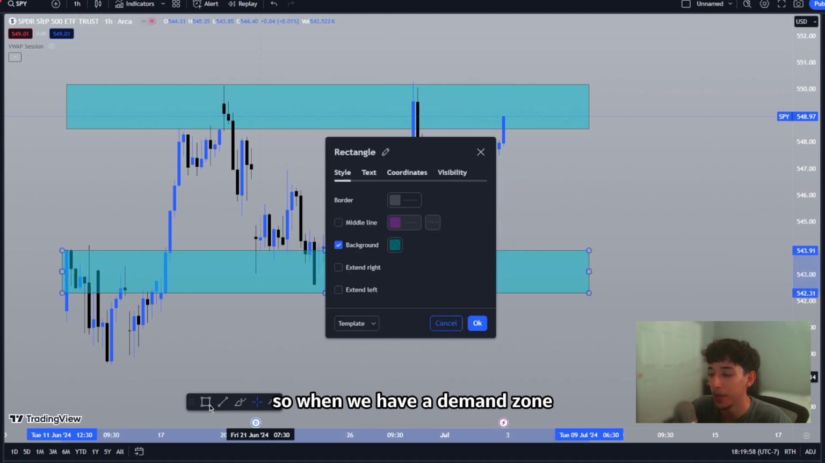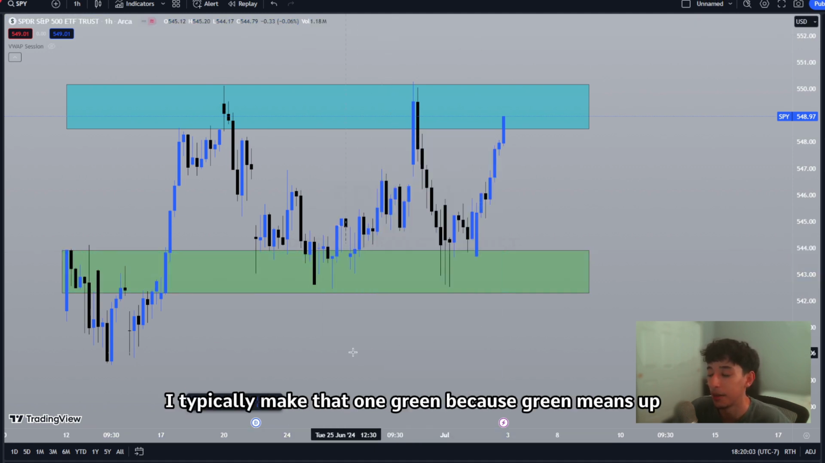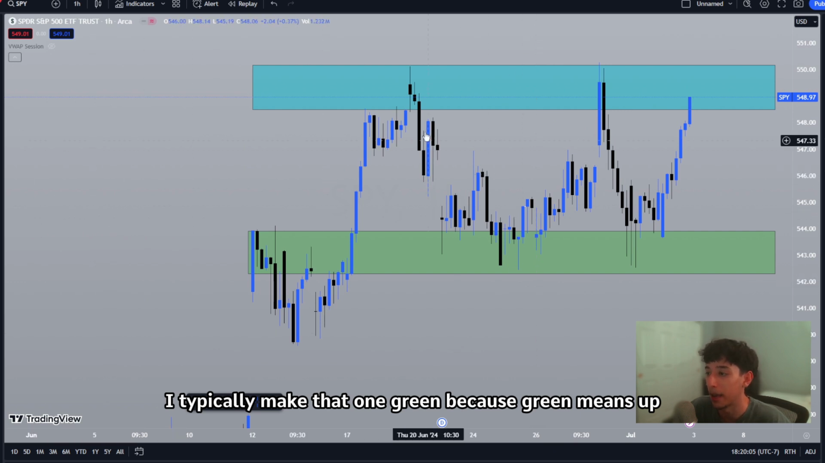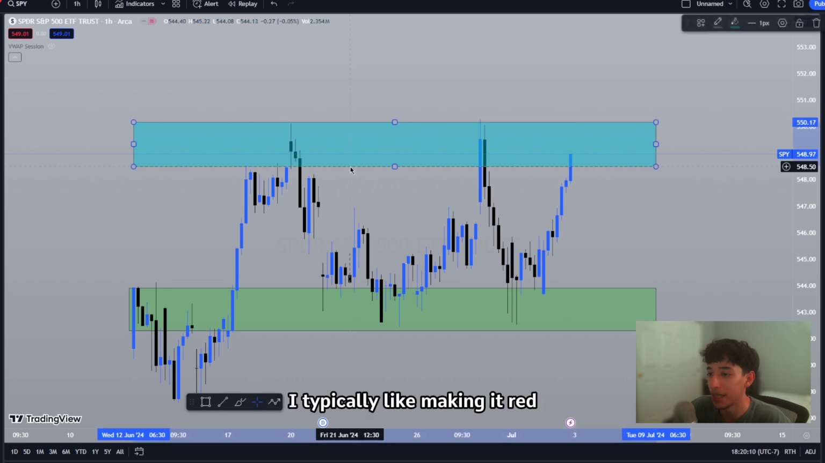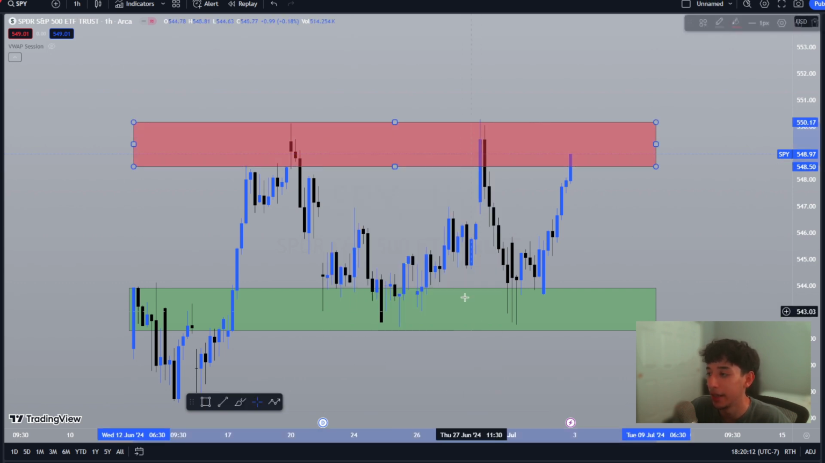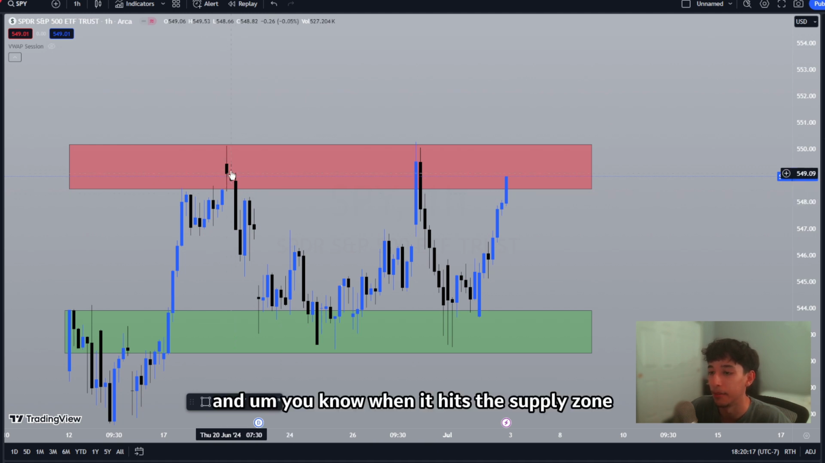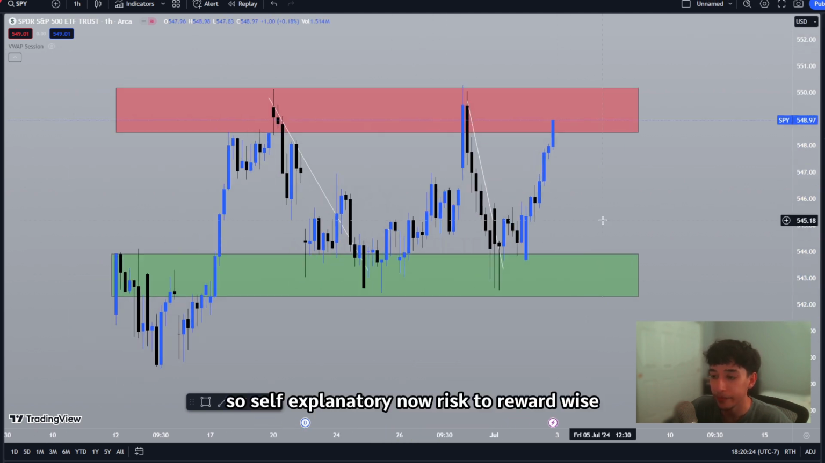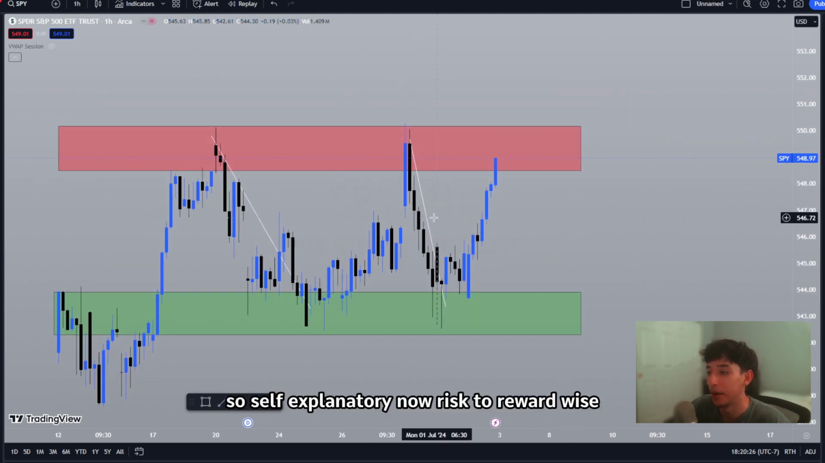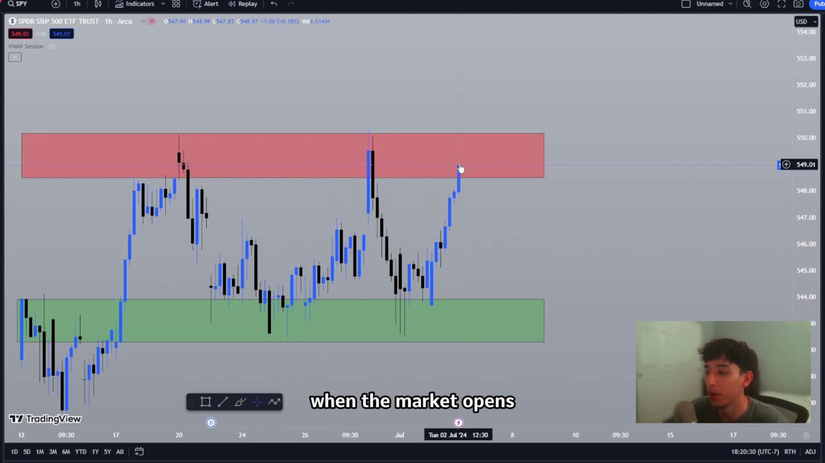When we have a demand zone, which is always going to be the bottom zone, I typically make that one green because green means up, and once we hit it, it goes up. And when we have a supply zone, I typically make it red because red means that it goes down. When it hits the supply zone, you can see multiple times it just goes down. Self-explanatory.